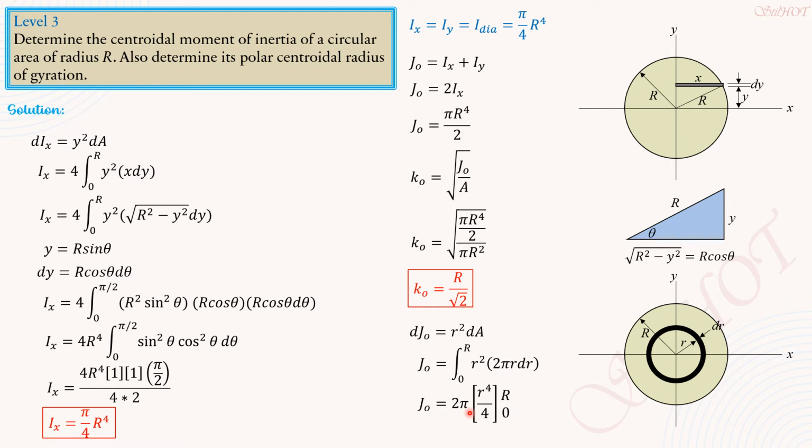So this is 2 pi r to the fourth over 4, or pi r to the fourth over 2, which is the same as this. And by symmetry, Ix equals Iy equals, in fact, I with respect to any diameter. So you equate this to 2 times Ix or 2 times Iy, and we can derive back I with respect to x, Iy, I diameter is pi over 4 r to the fourth.